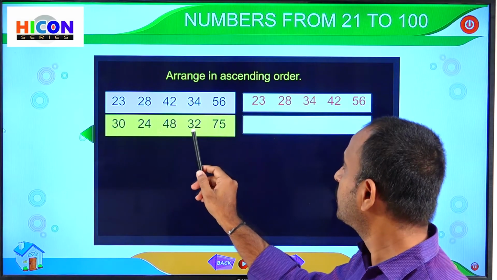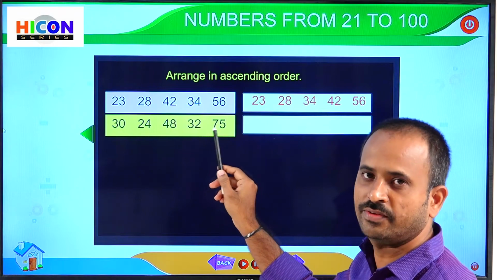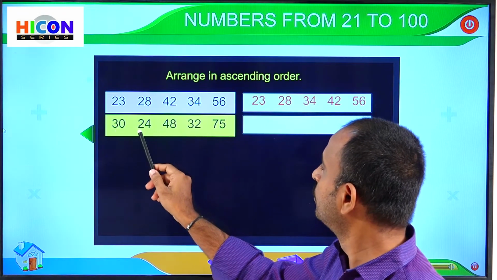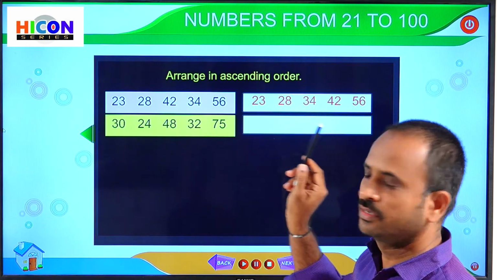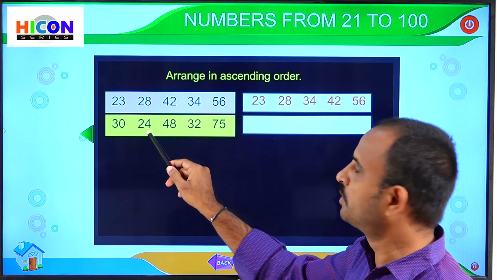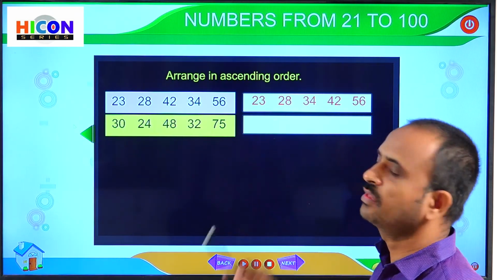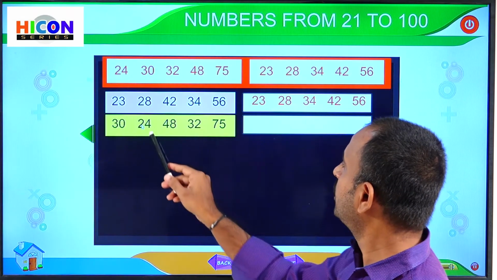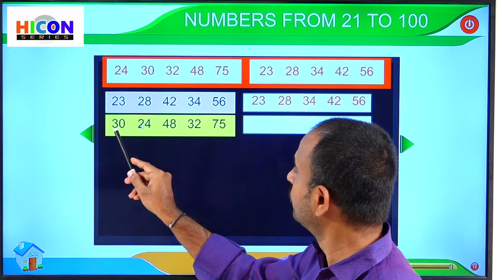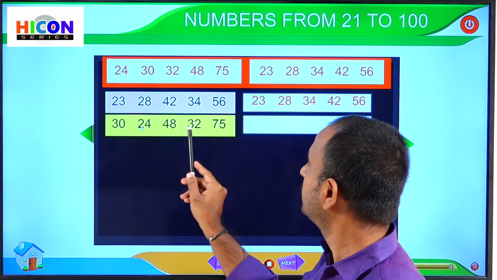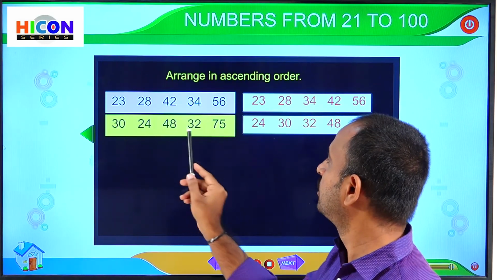And what is the first digit in 48? 4. What is the first digit in 32? 3. And what is the first digit in 75? 7. So among 3, 2, 4, 3 and 7, which is the smallest digit? 2 is the smallest digit. That means 24 is the smallest number. So write 24 first. And after 24, which is the smallest digit? 3. But there are 2 numbers with the same digit 3. That is 30 and 32. These 2 numbers have the same digit 3.